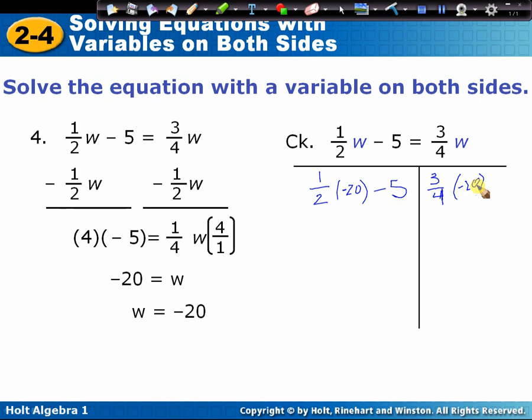1/2 times negative 20 is negative 10. Minus 5. Over here, we have 3/4 times negative 20. That's going to give us negative 15. So we have negative 15 because negative 10 minus 5 is negative 15 equals negative 15. And that is correct, so our problem checks out. Therefore, W is in fact equal to negative 20. Make sure that you have this work and this check written down before you move on.